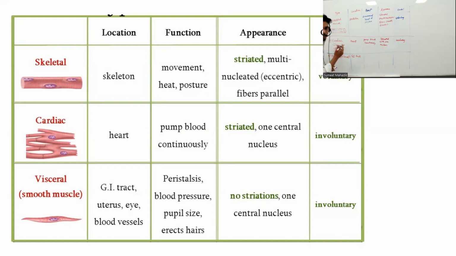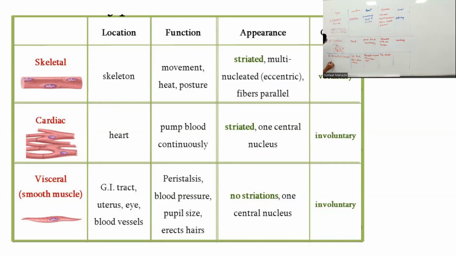In the eyes, blood vessels are also present. Smooth muscles are responsible for peristaltic movement. Then blood pressure is also maintained by this. Then the pupil. What is the pupil? The eye pupil. The movement of the pupil is also due to this. Okay. No striation. This is a smooth muscle.